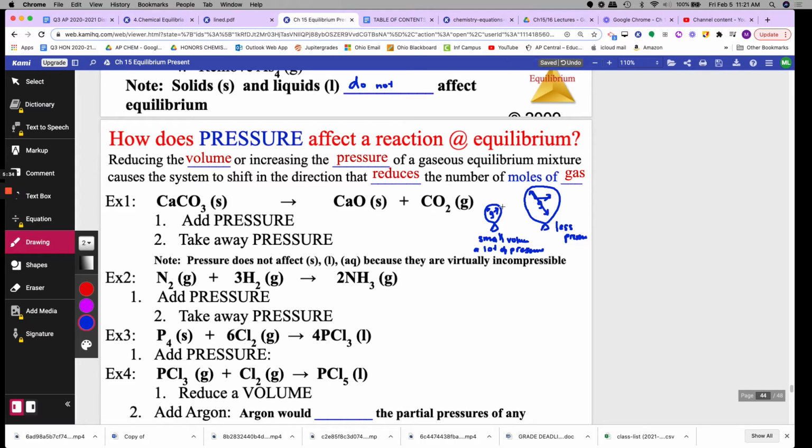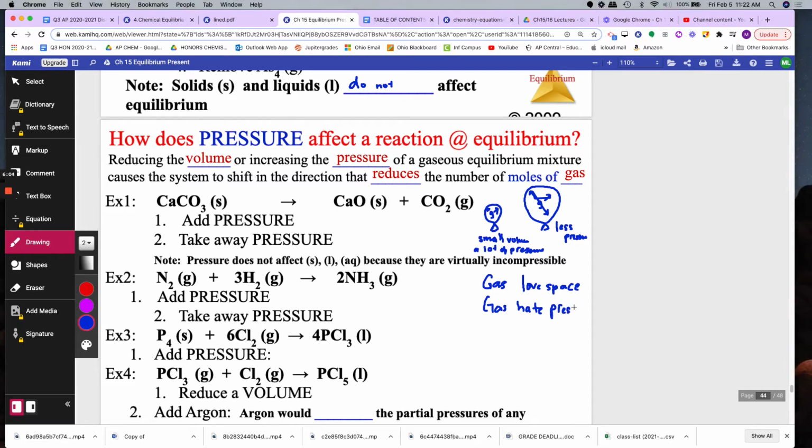So, which scenario do you think gas molecules would like? A lot of pressure or very little pressure? That's right, gas molecules like to have a lot of room. You have to consider that. Gas molecules love space, so they can expand, okay? Which means gas molecules hate pressure. Okay, and that's all you really have to consider. Okay, gas molecules hate pressure.